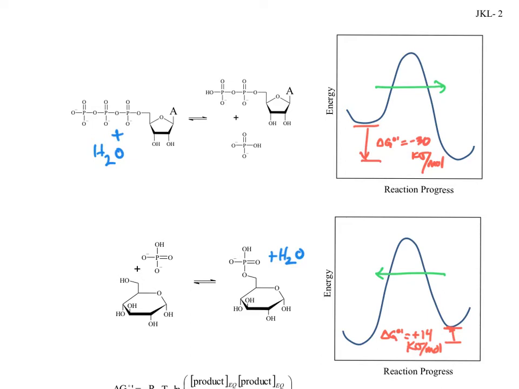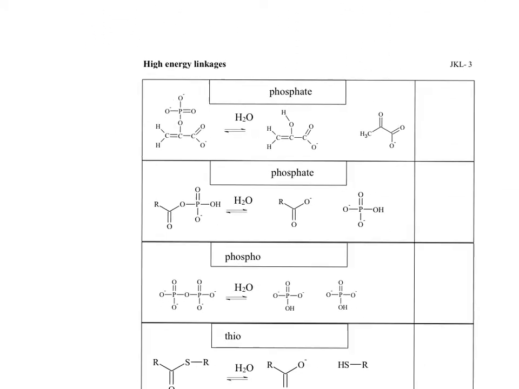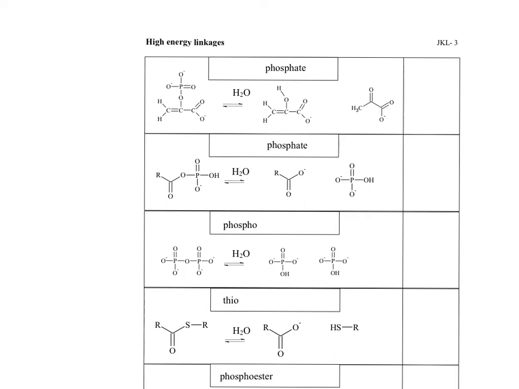But that raises the question, where does the delta G naught prime come from and how do you know it? How do you estimate it? Well, that's our next topic, and we're going to skip over what's at the bottom of the page here and come back to it. We're going to go on to the next page and talk about high energy linkages. What we sometimes refer to these as is currencies. We've already used the idea that ATP is a currency for the cell, and we've just demonstrated that it's got quite a bit of free energy to give when it breaks its phosphate off.